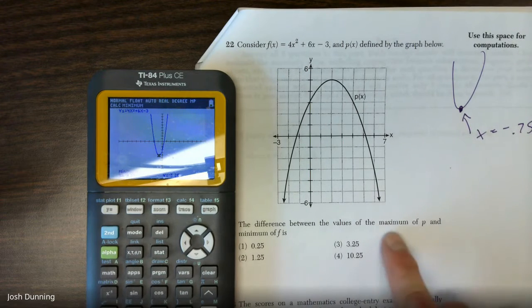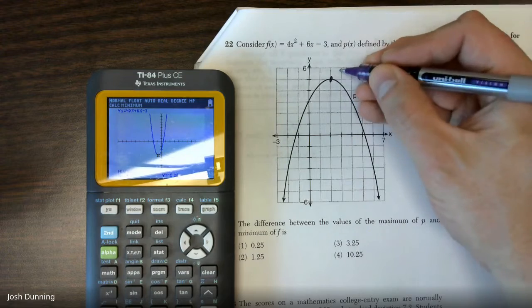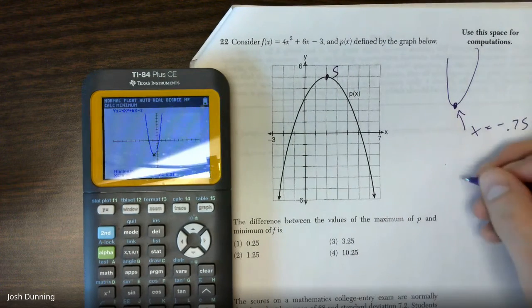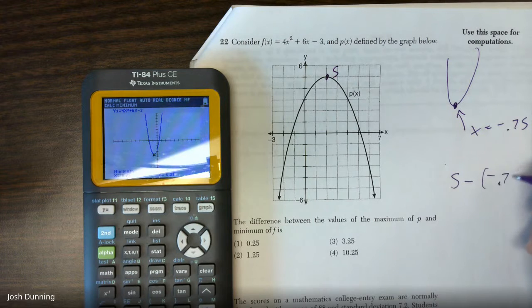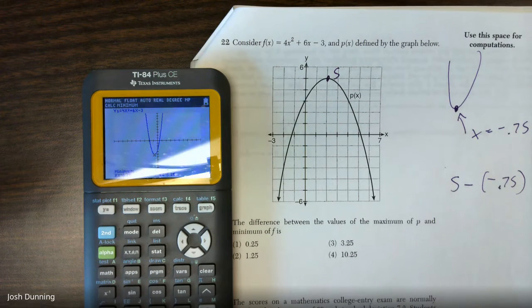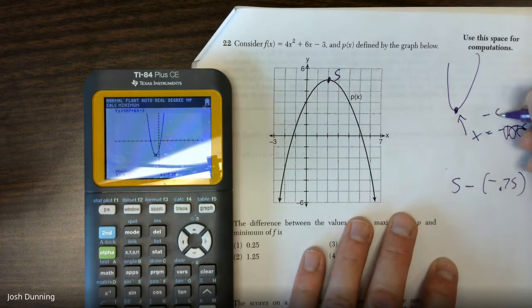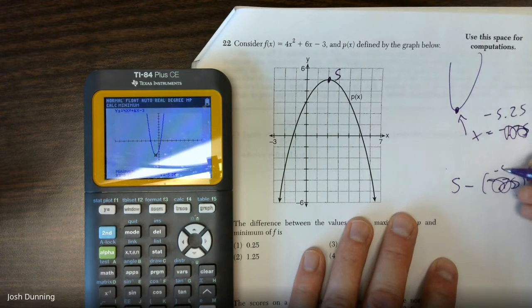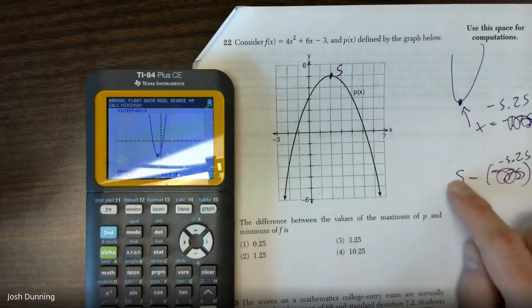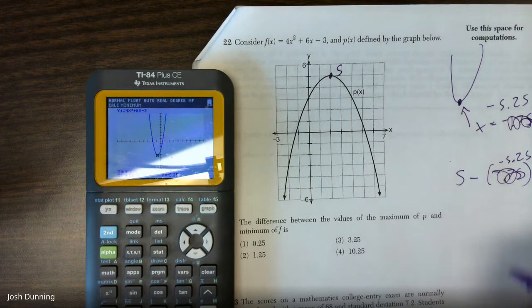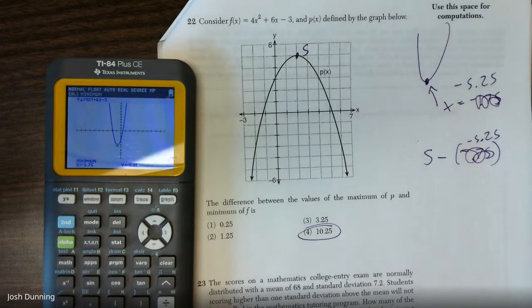The difference between the maximum of p, the maximum of p is 5, and the minimum of f, 5 minus negative 0.75. Oh, geez. We want the minimum value, not the minimum x. My bad. Sorry, I'm trying to hurry to get this one done. Let's try this again. 5 minus negative 5 1/4. It's 5 plus 5 1/4. 10. Sorry about the confusion on that one. A little bit of a glitch in my brain on that one.